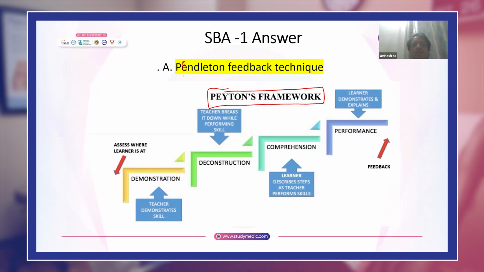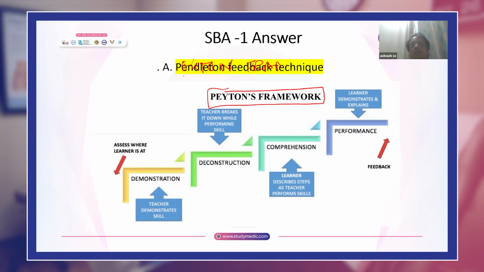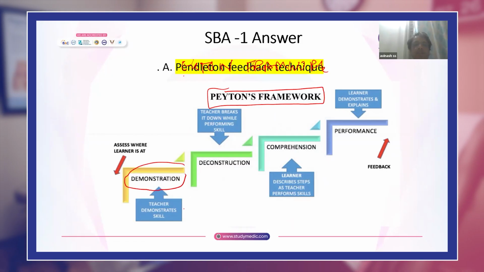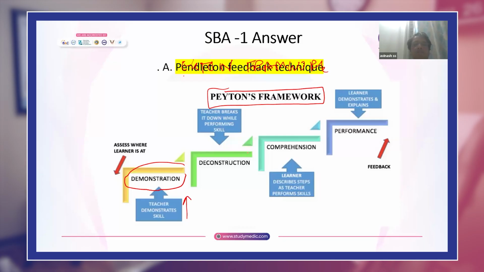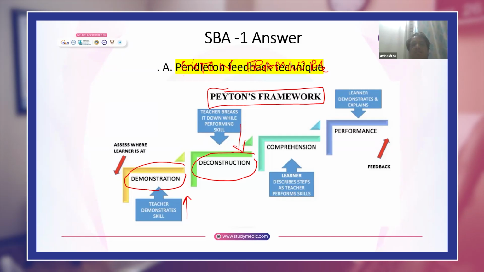Okay. This is Peyton's framework. So what is Peyton's framework? First, it involves demonstration of the skill. The teacher demonstrates the skill. Next, while demonstrating the skill, he will tell the procedure step by step, deconstructing it.